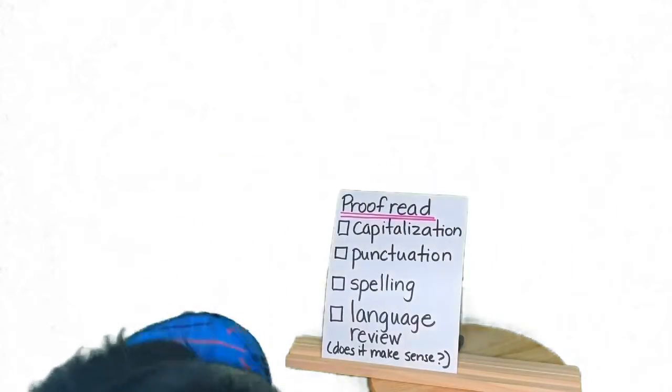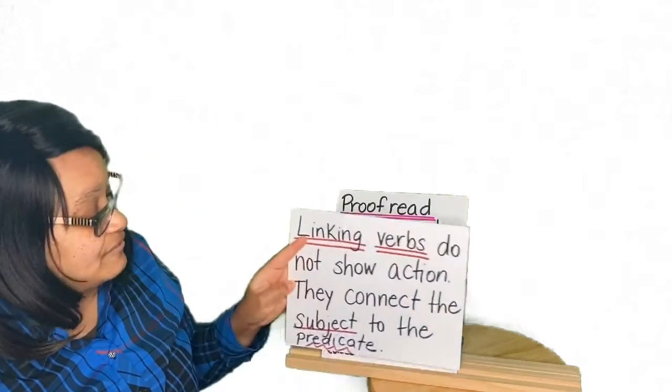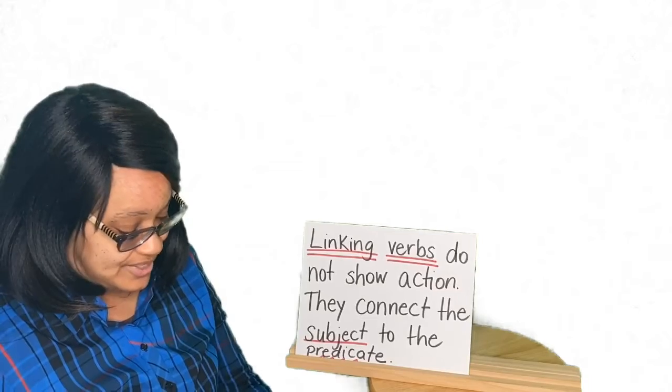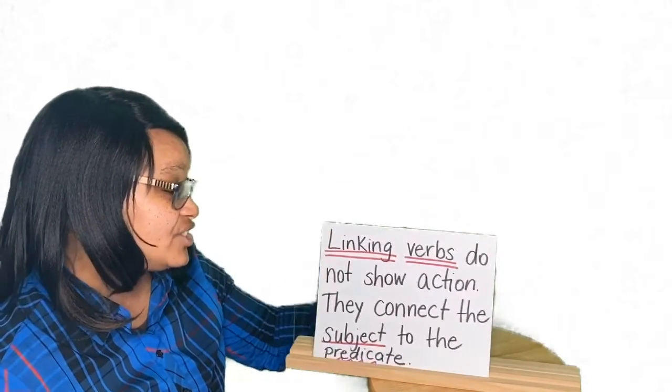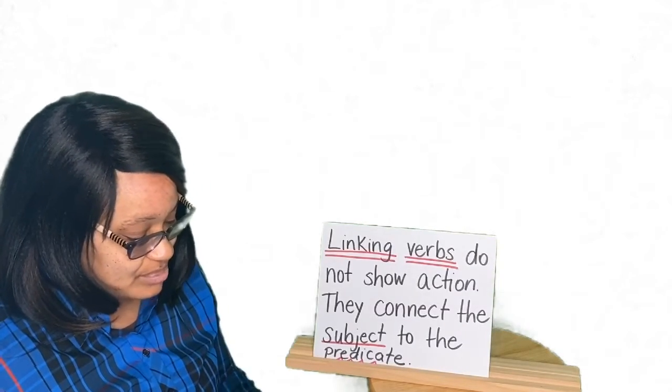Okay, so today in the language review, we focused on linking verbs. And linking verbs do not show action. They connect the subject to the predicate.